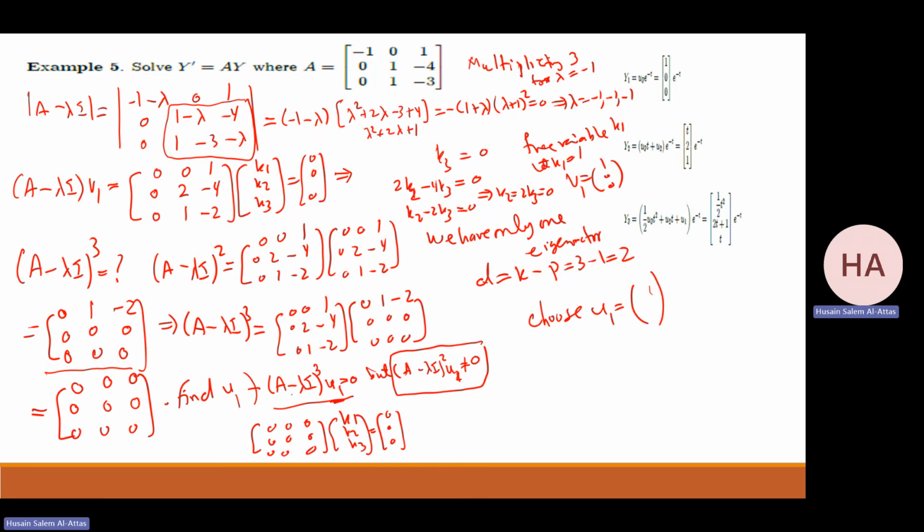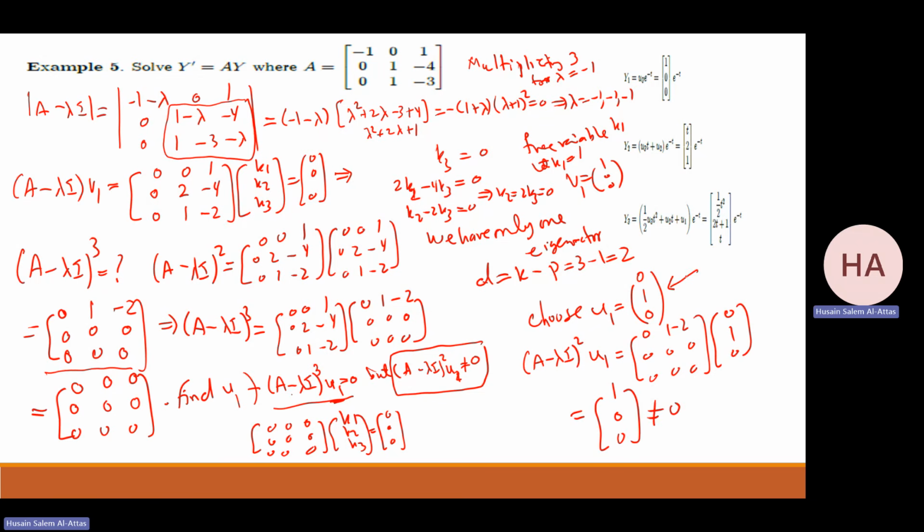Choose 0, 1, 0. See what will happen. You will get what? Now check A minus lambda I square times U1. That gives me 0, 1, minus 2. You can choose any, but be sure that when you multiply it by U1, you should not get 0. Multiplying this by this, I'm getting 1. Good. The rest is 0, multiplying the row by 0. So that's not equal to 0. So this choice is a good one.